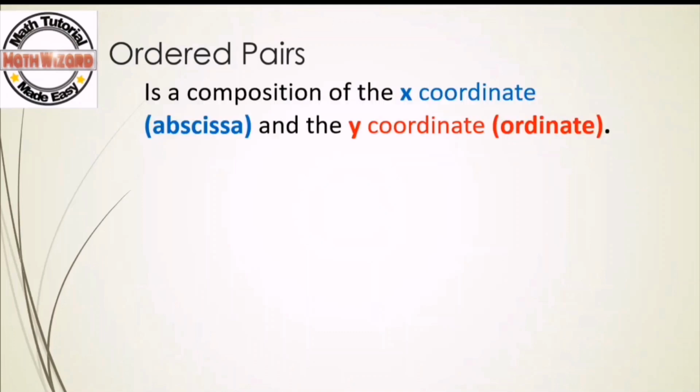Before we proceed with the actual plotting of points, we need first to define ordered pairs. An ordered pair is a composition of the x-coordinate or abscissa and the y-coordinate or ordinate. It is written in the form (x, y).